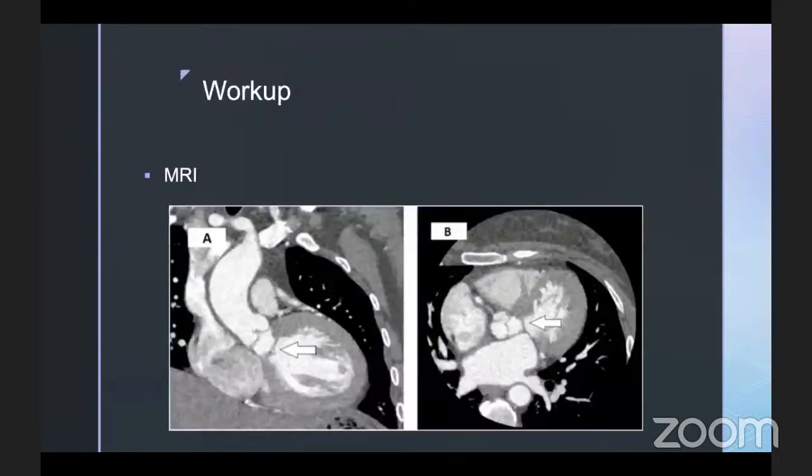MRI can also be used to diagnose SAM. Here, this is imaging with MRI showing clearly a SAM, a subaortic membrane.